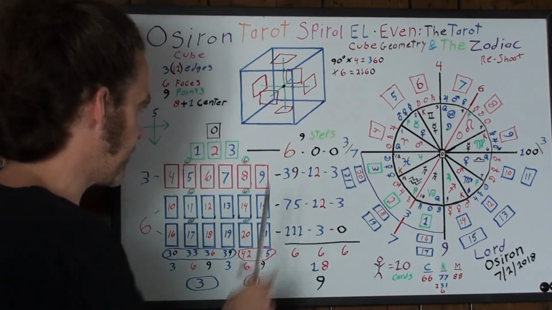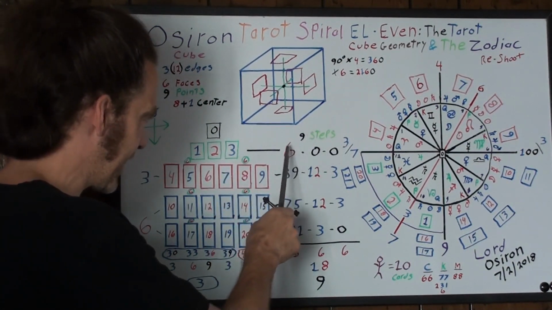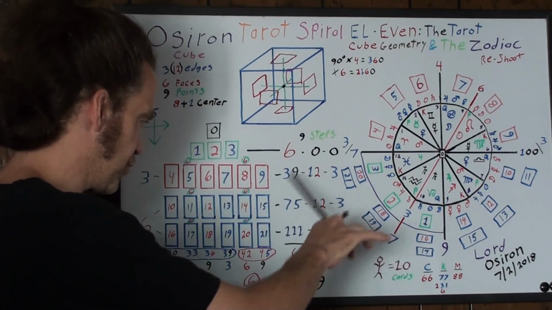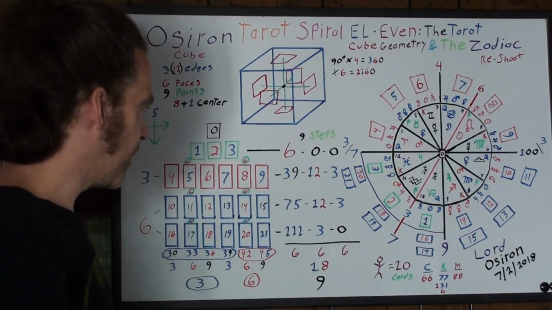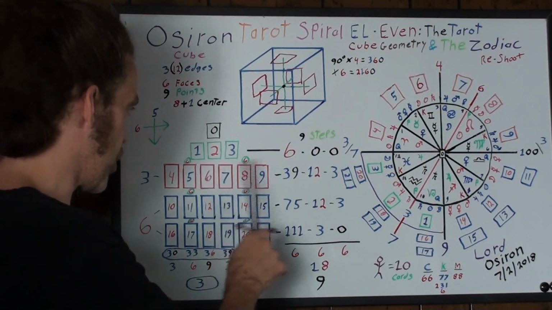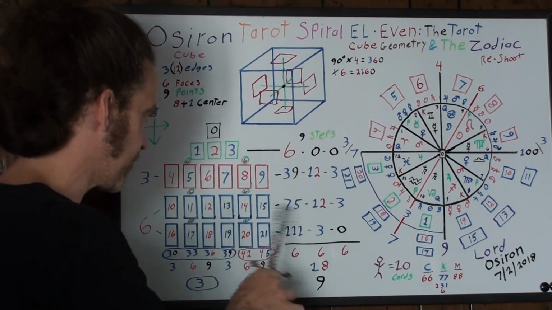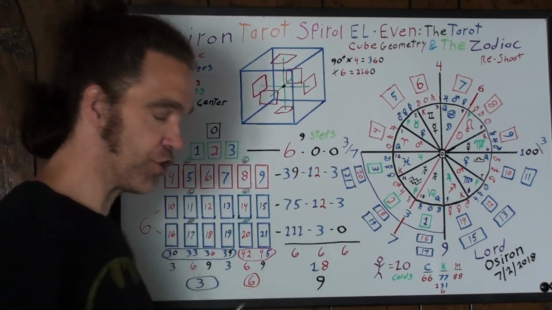And so it separates it, because the face cards reduce to a 6, and the cube cards reduce to a 9, and we're seeing that here. We're seeing a 6 and a 9 show up here. As a matter of fact, each of these rows, the first row reduces to 39, the second row reduces to 75, and then the third row reduces to 111.